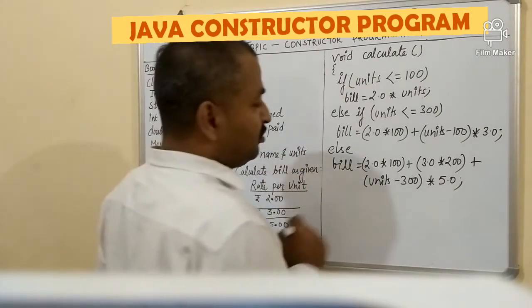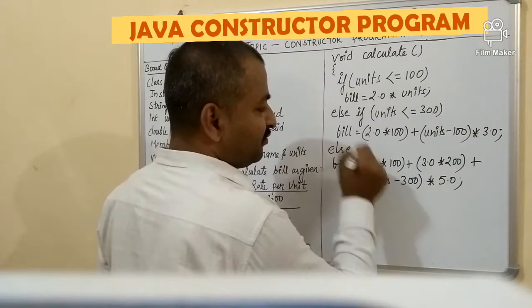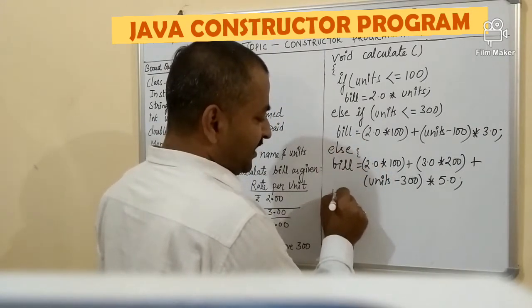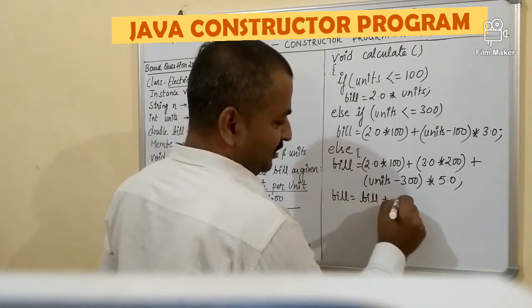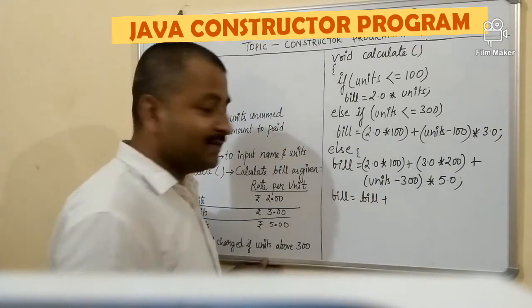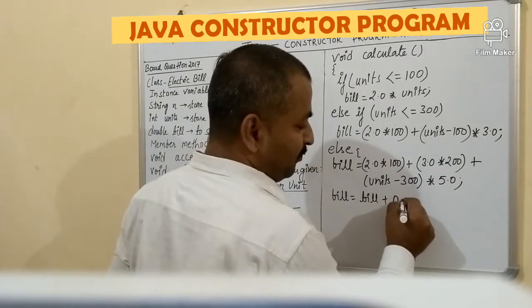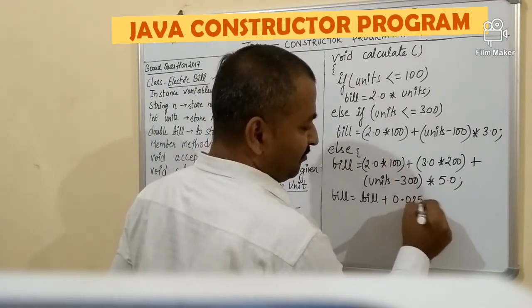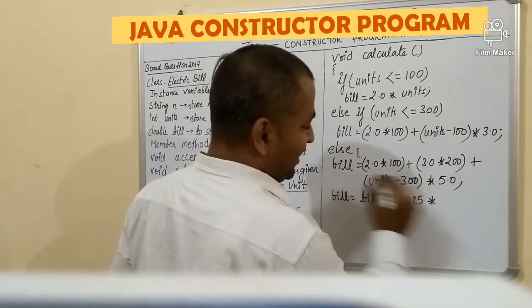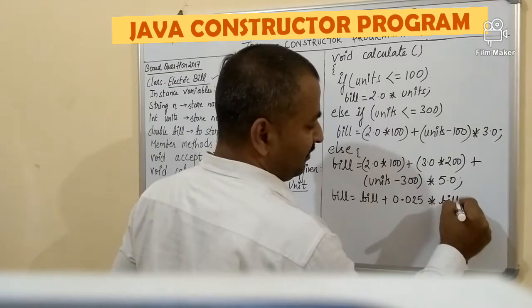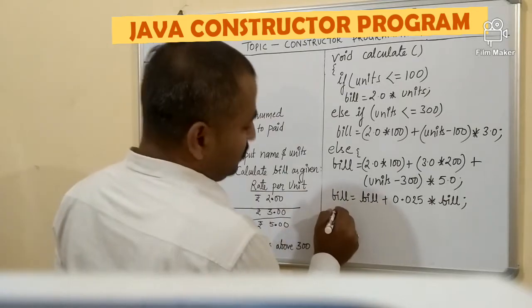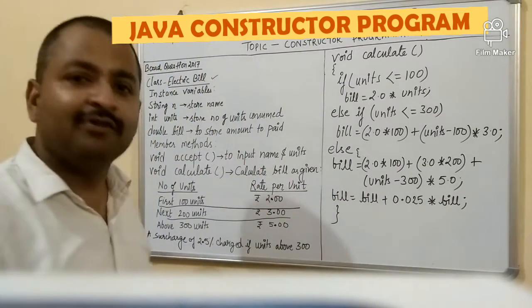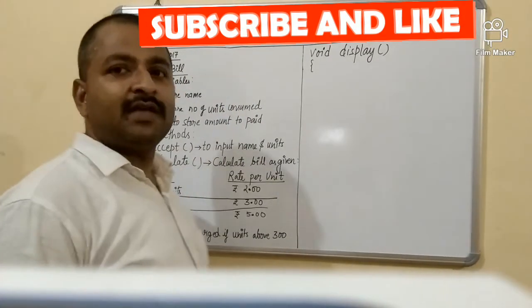Now one condition is there, that a surcharge of 2.5% is paid if units are above 300. So what you can do, students, you can apply curly braces over here and update this billing amount. Bill equals bill plus 2.5%, so you will write like this: 0.025 multiply by bill, whatever the billing amount is, right? So this is the calculate function.